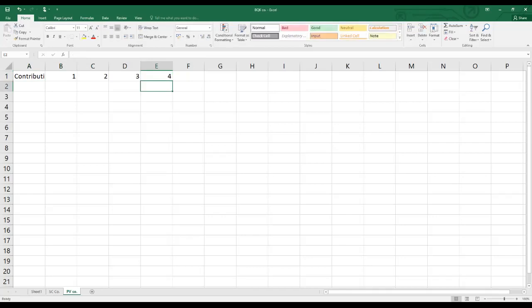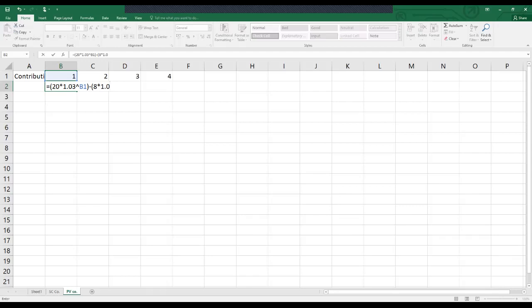Year 1, year 2, year 3, and year 4. This will be equal to selling price 20 with an inflation of 3%, 1.03 to the power of 1, minus variable cost, which is 8, with an inflation of 4%, 1.04 to the power of 1. We multiply by the number of units, so I have the brackets. And be very careful with the brackets because they might get you the wrong answers. That's called the contribution per unit.